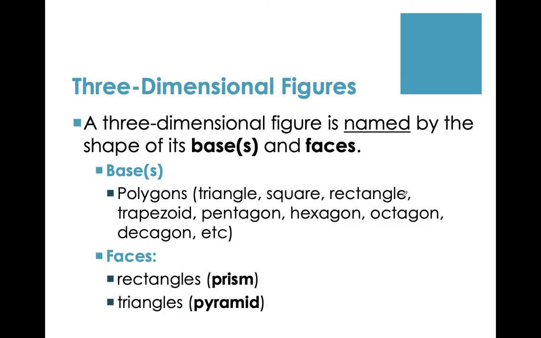When you name a three-dimensional figure, you name it by the shape of its base and the shape of its faces. The base of any three-dimensional figure could be any polygon: a triangle, a square, a rectangle, a trapezoid, a pentagon, a hexagon, an octagon, a decagon, etc. So the first thing you have to do is identify what shape is the base or the bases, and then look at what shape the faces are. If the faces are rectangles, that shape is a prism, and if the faces are triangles, then we know that is a pyramid. That is how we come up with our name. So let's see if we can name some three-dimensional figures.